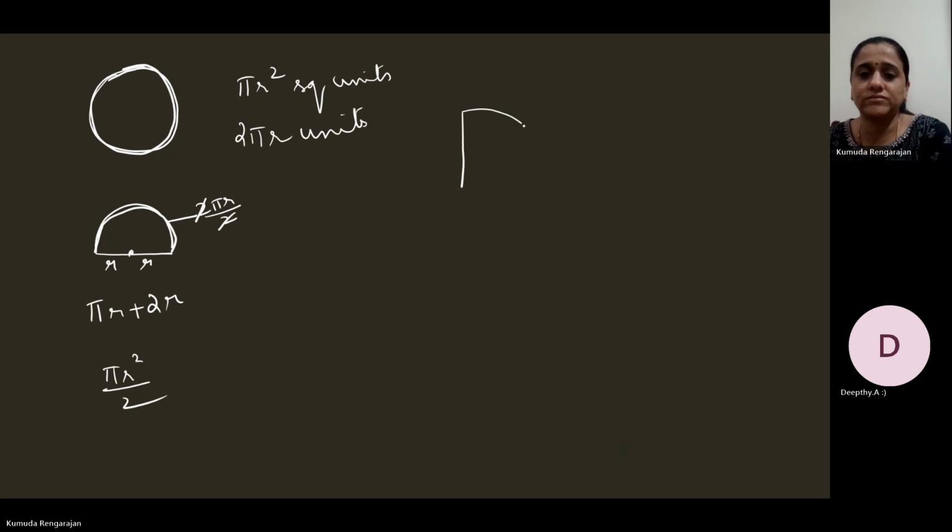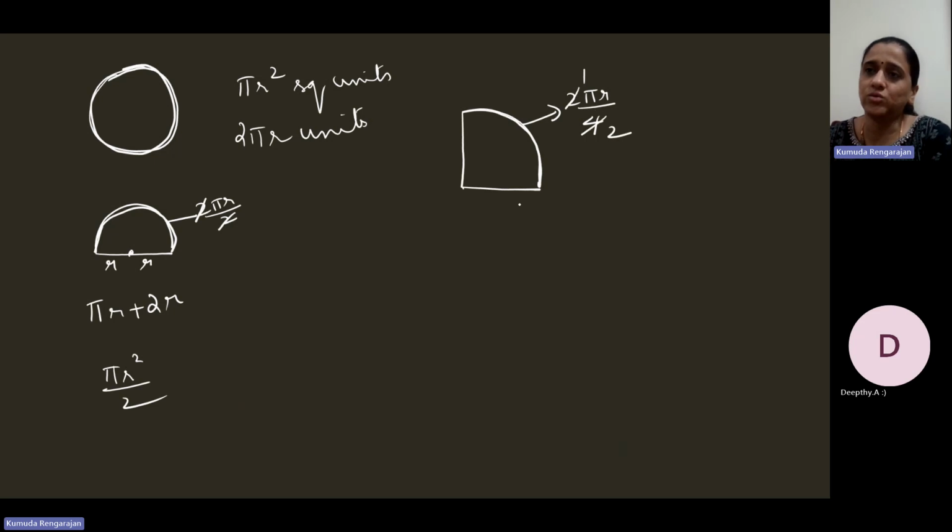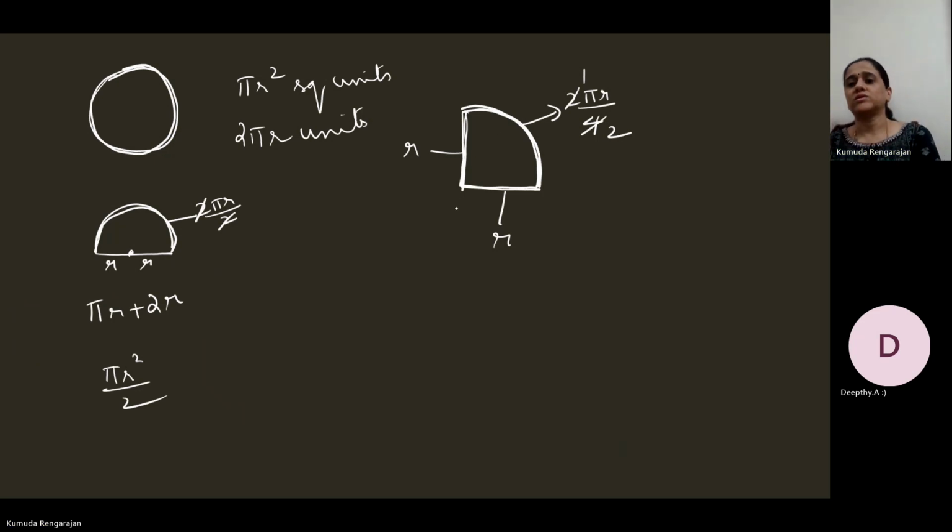Quadrant. So the length of this piece will be 2 pi r divided by 4, which is pi r by 2. The length of this line segment is equal to the radius. This one radius. So r plus pi r by 2. A formula or expression to find the perimeter of a quadrant.